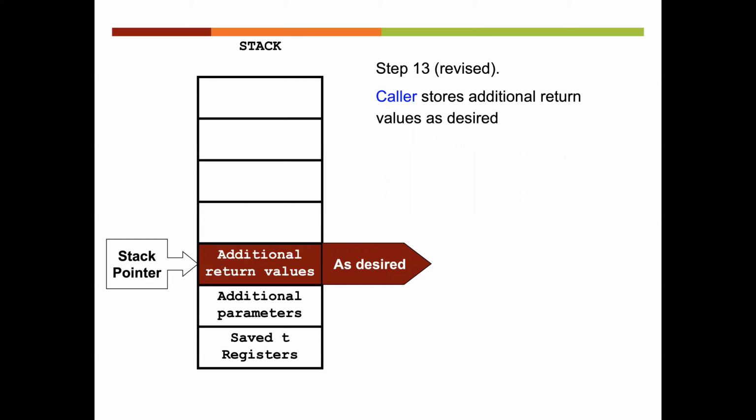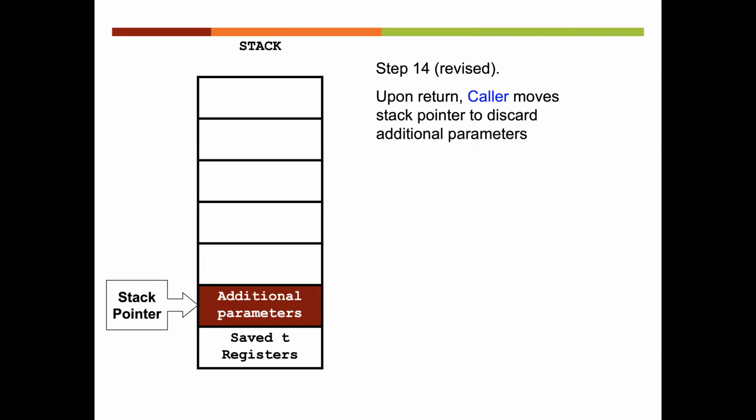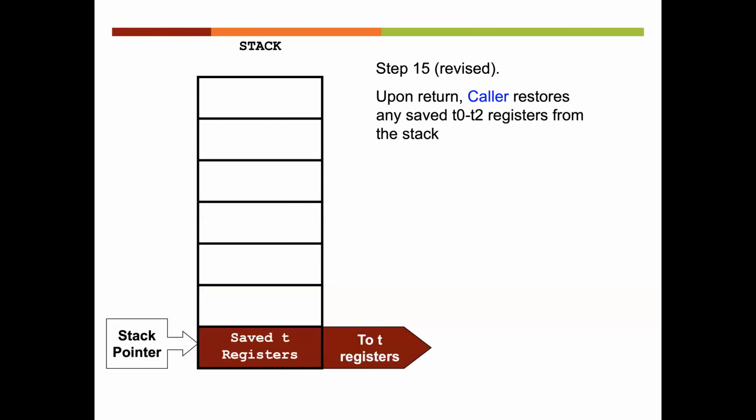The caller will then need to store the additional return values if they are needed. Those are then popped off the stack. The caller will then move the stack pointer to remove the additional parameters that have been previously stored upon procedure execution. Now this in turn results in the caller restoring the previous T registers from the stack.